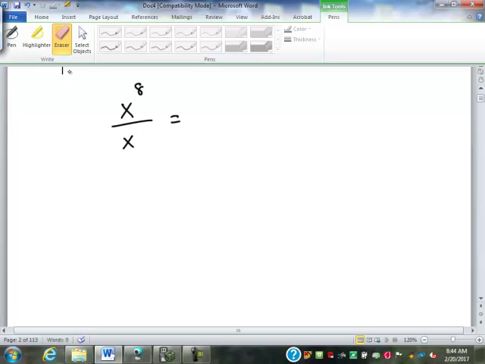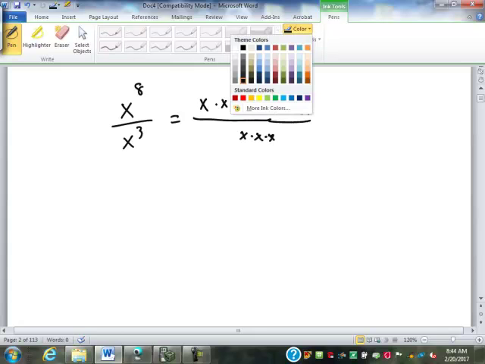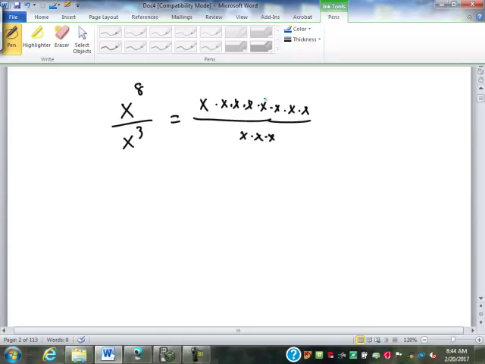I'll make it x to the 8th over x to the 3rd. And how we dealt with those powers. X to the 8th is 8 x's multiplied together. X to the 3rd is 3 x's multiplied together. And we can go back and forth between a division problem and a fraction. So if we keep this division problem as a fraction, I can cancel out common factors, just like I could with fractions.